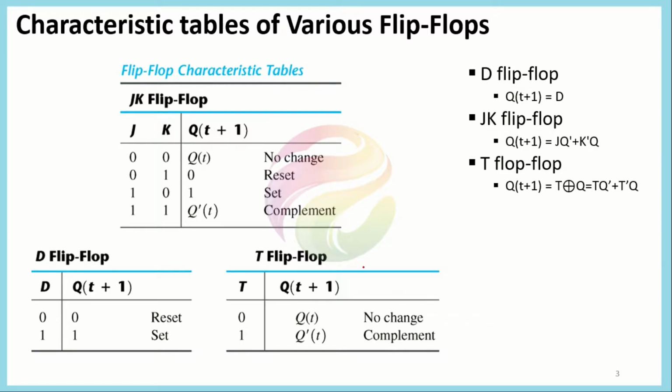Similarly, for the T flip-flop, if we have 0 at the T input, then we would not have any change at the next clock's output. While if we have T equal to 1, then whatever value is present at the output of the flip-flop will be complemented. Similarly, their expressions are represented in this form.